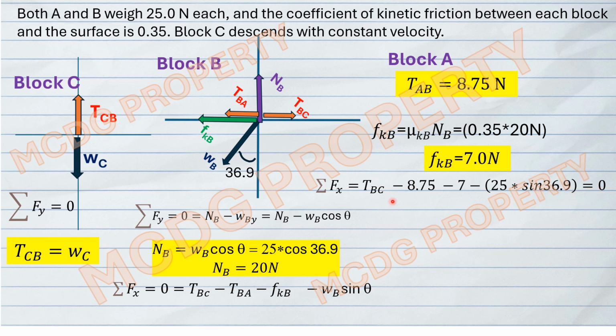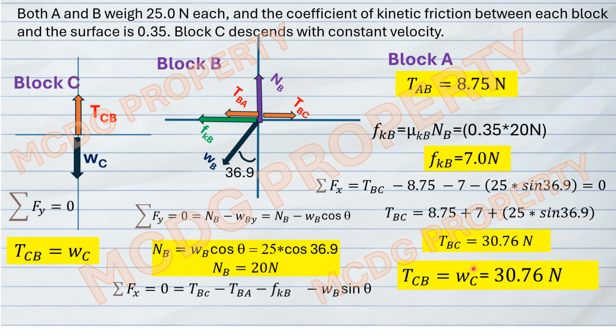So the only unknown in the equation will be the tension between B and C. Solving for the tension between B and C, that will be equal to 8.75 plus 7 plus 25 times sine 36.9. So the tension between B and C is equal to 30.76 newtons.